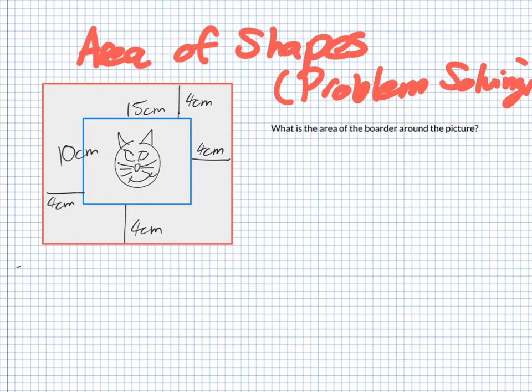So what we're going to do is try to figure out, first of all, what the height and width of the border are, because it's actually unknown to us. We don't know at the moment.